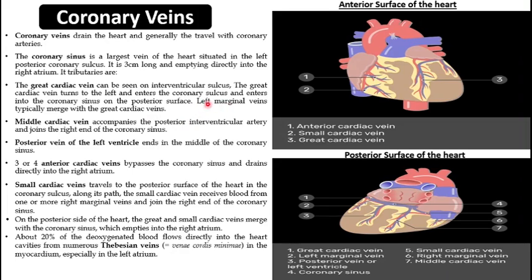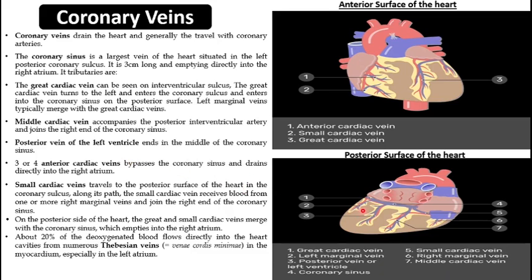So this is what has been written in this line, that the left marginal vein typically merges with the great cardiac vein. The middle cardiac vein accompanies the posterior interventricular artery. This is the middle cardiac vein, and the veins are present with the arteries. So the middle cardiac vein is present along with the posterior interventricular artery, which we have discussed in the previous video. The middle cardiac vein drains or merges directly into the coronary sinus. It joins the coronary sinus, which we have discussed previously.